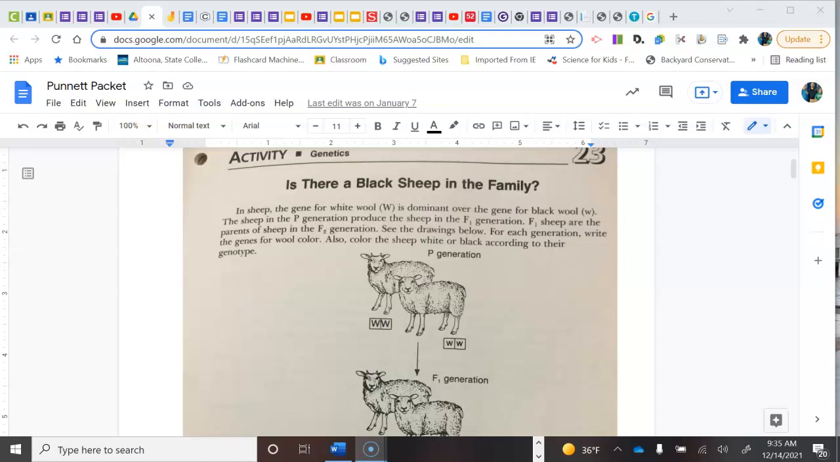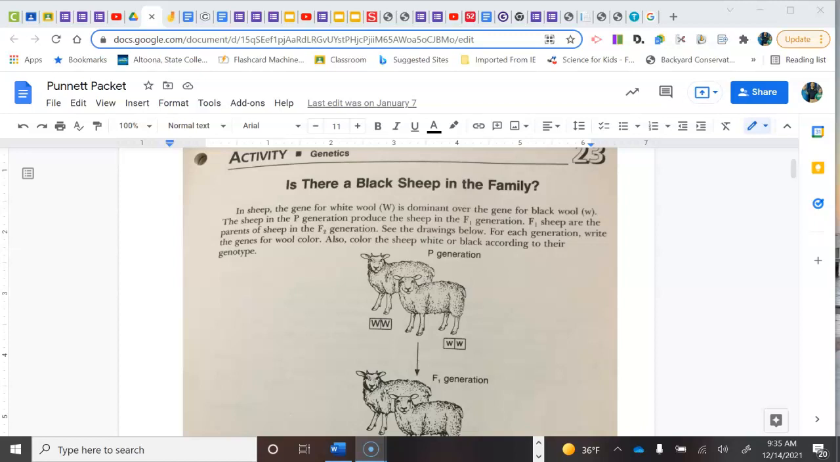Mr. Hescox here. I was going to let you guys work on these Punnett squares, which is a huge part of genetics. We use Punnett squares to predict the allele combinations of offspring. So what I thought I'd do is make a little video. I know that some people are at home, or you may just need some extra help with this. So, is there a black sheep in the family?